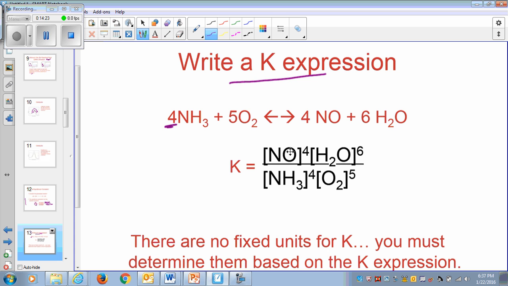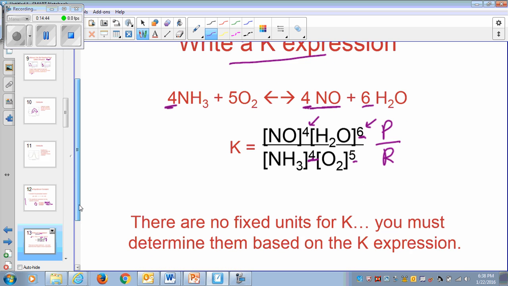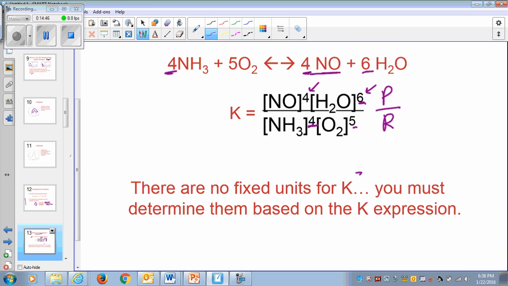Let's start with the products. It's products over reactants. So I have 4 moles of nitrogen monoxide and then 6 moles of water. The moles come up here as exponents, divided by the reactants. Here is the 4 that goes up here. There are no fixed units for K. You must determine them based on the expression, because it's a ratio, so there is no unit for it.